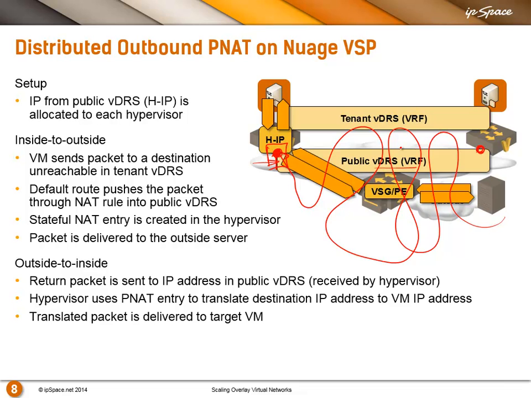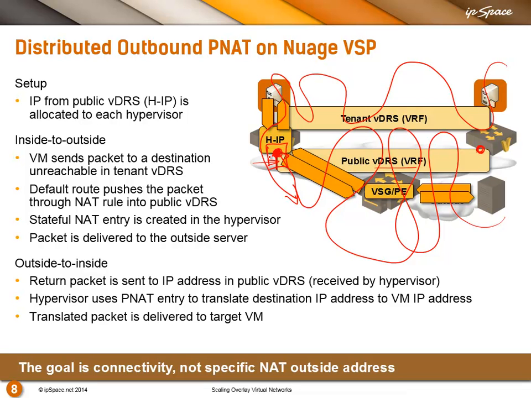And the path from the inside to outside is also always performed on that hypervisor. So yet again, there is no way that a VM would send a packet that would traverse inside network and then go out on the wrong hypervisor. Do keep in mind that with this solution, the goal is connectivity and not a specific NAT outside address.